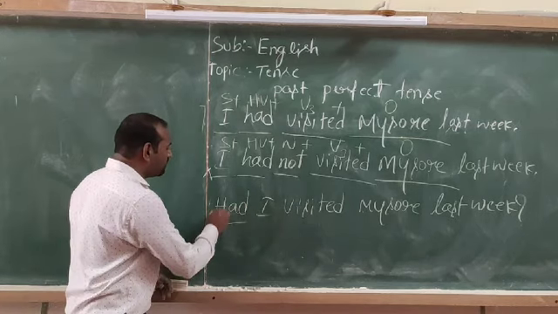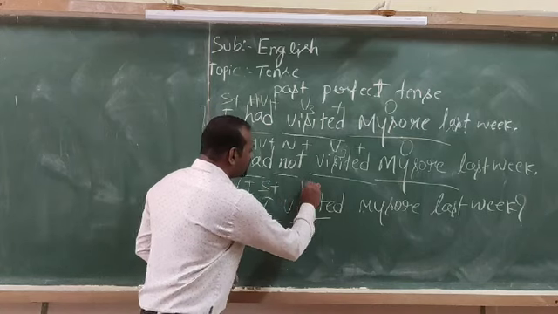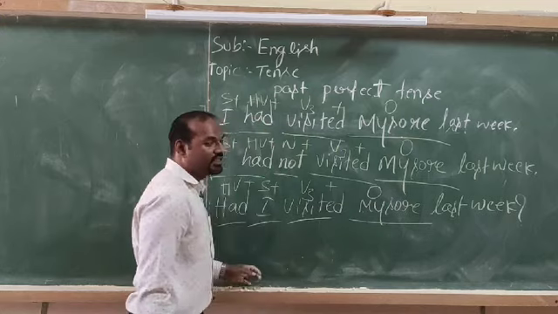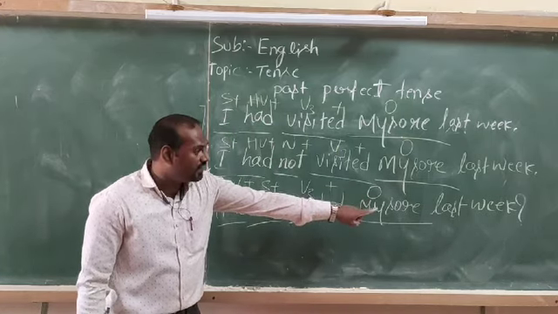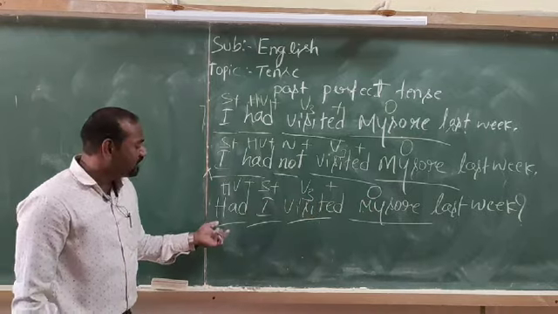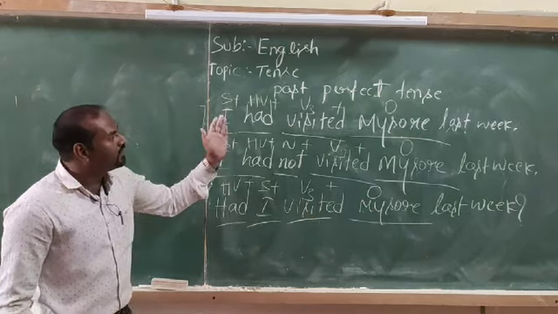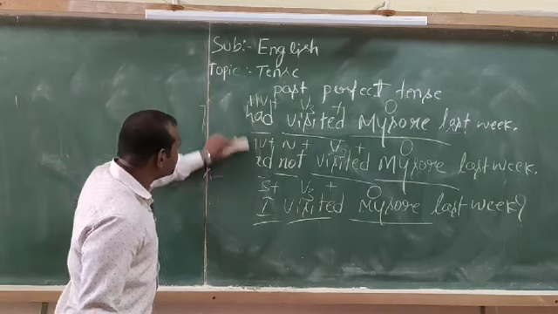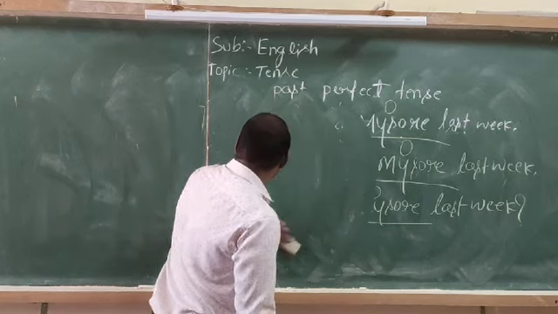Look here, had I visited Mysore last week? Here had stands for helping verb, I stands for subject, visited stands for verb in the third form, the rest of the sentence stands for object, and at the end of the sentence I wrote a question mark, and because of that this is called an interrogative sentence. So this is the structure of the past perfect tense. Let's look into the last tense in this session.